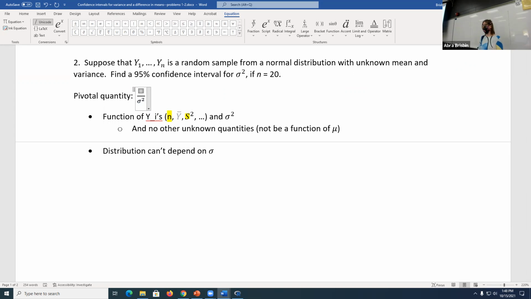Any nominations? Kyle? Something with a chi-squared distribution? That sounds good. What are we going to use that's going to have a chi-squared distribution? Niall? Yeah, n minus 1 times s squared over sigma squared. That's going to have a chi-squared distribution with n minus 1 degrees of freedom.